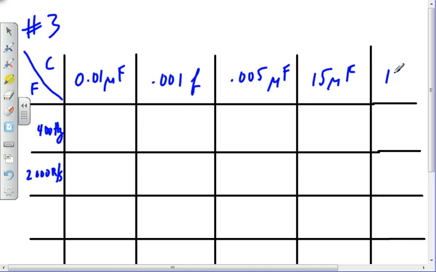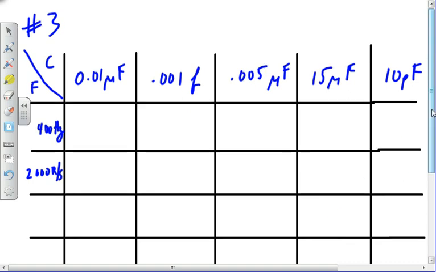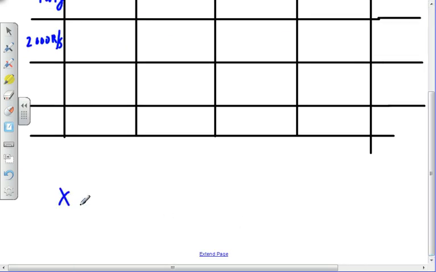That's right, 10 picofarads. All right, now, what are we supposed to find? We're supposed to find the capacitive reactance. Okay. So X sub C is 1 over 2 pi FC. So that's the calculation we're doing.